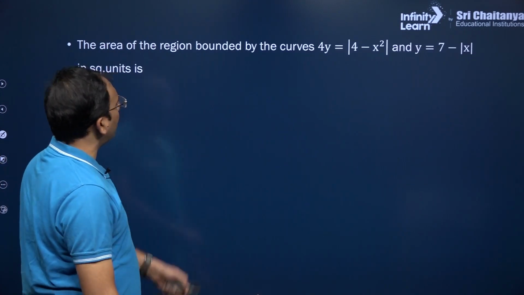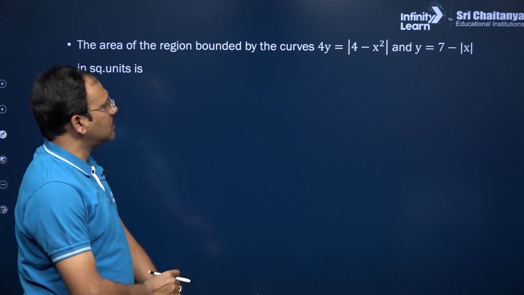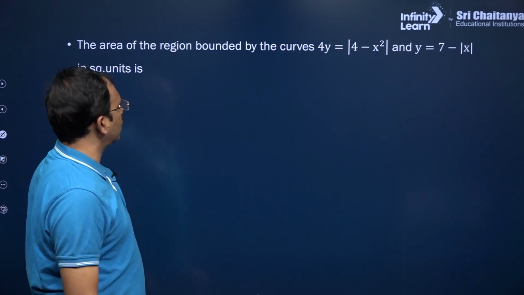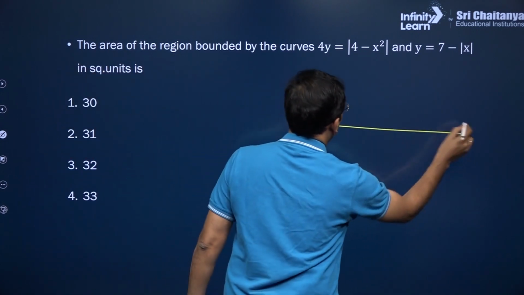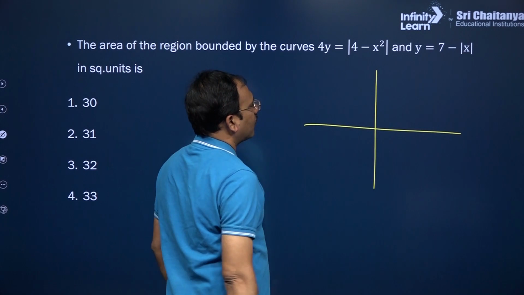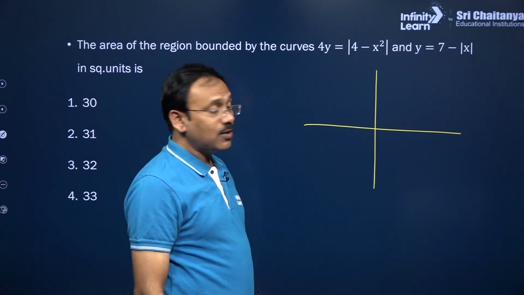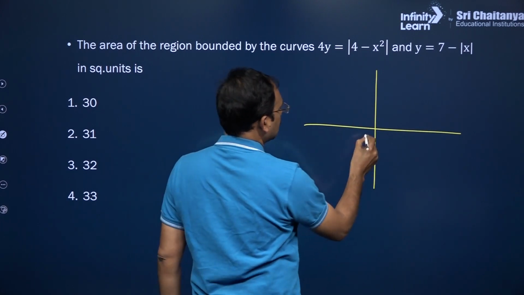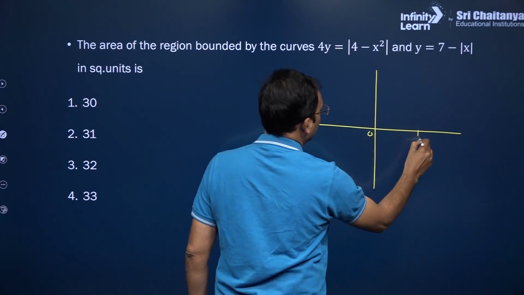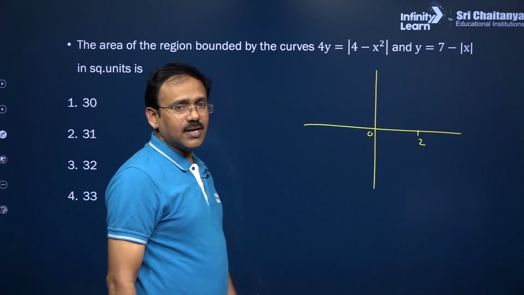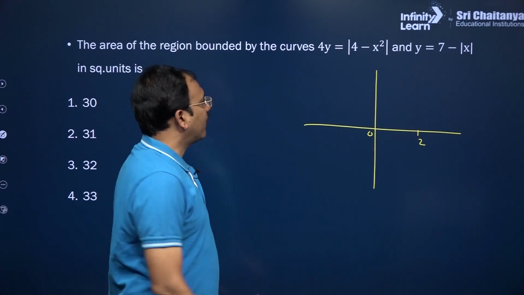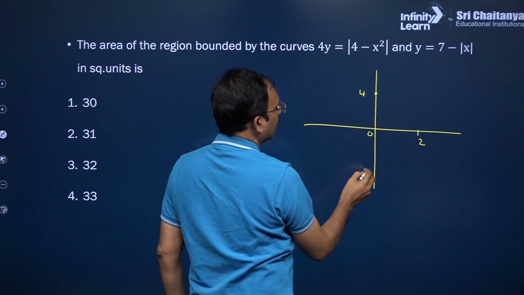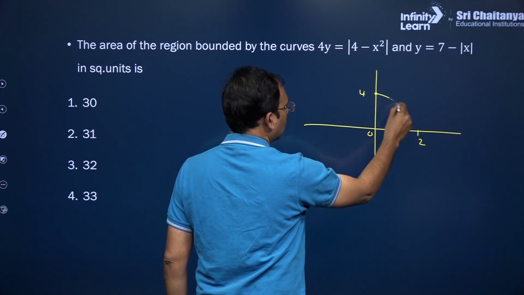Next, the area bounded by the curve 4y is equal to 4 minus x square with modulus, 7 minus mod x, in square units. You see, you just need to draw the graph. This is, my dear friends, 4 minus x square you try to draw. First of all, when it is positive, this becomes 0 at 2. So 4 minus x square is a curve which, when x is equal to 0, is going to be 4. When x is equal to 2, it is 0, it is a down parabola.